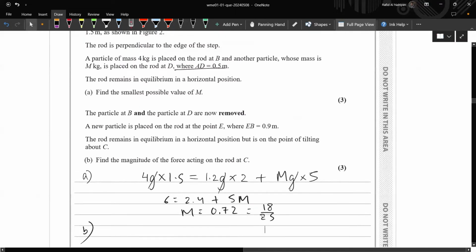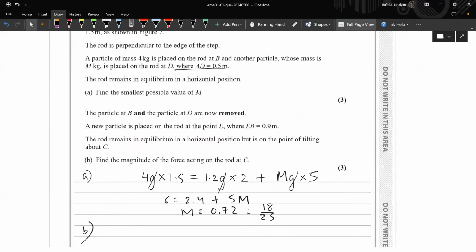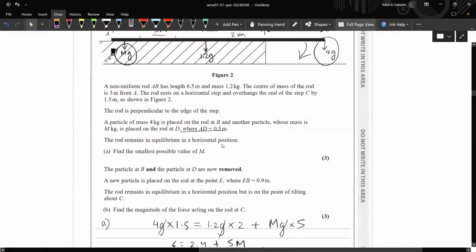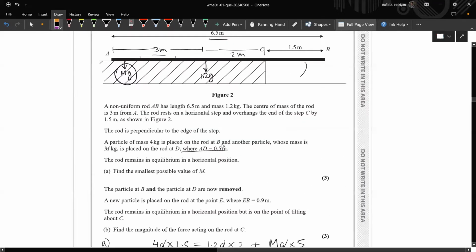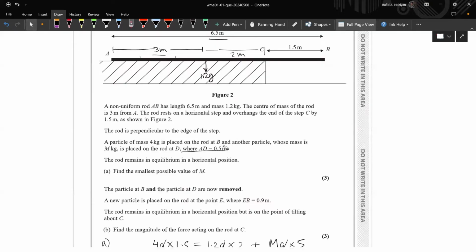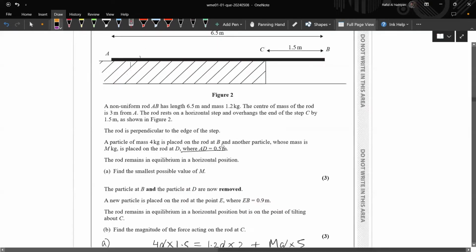The particle at B and the particle at D are now removed. Okay, and the new particle is placed on the rod at the point E, where EB is 0.9 meters. So what's happening is the particle at B, so these particles are no more. Let me just erase these. And what they're saying is, I'm just going to erase these as well. Okay, wait, I can't erase the weight. That's always there, 1.2 G.